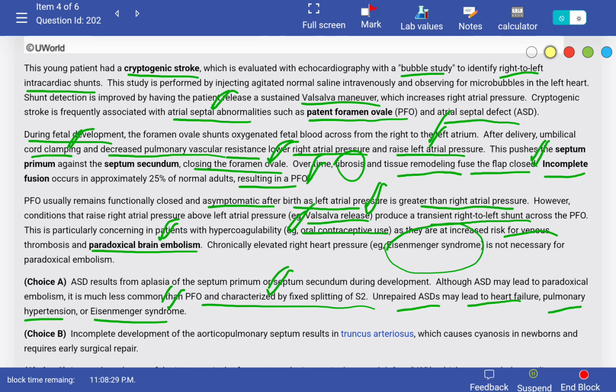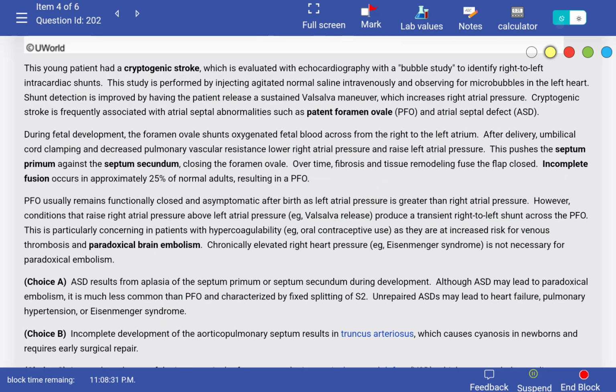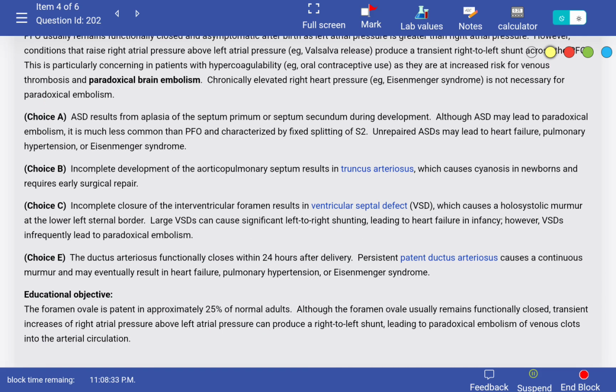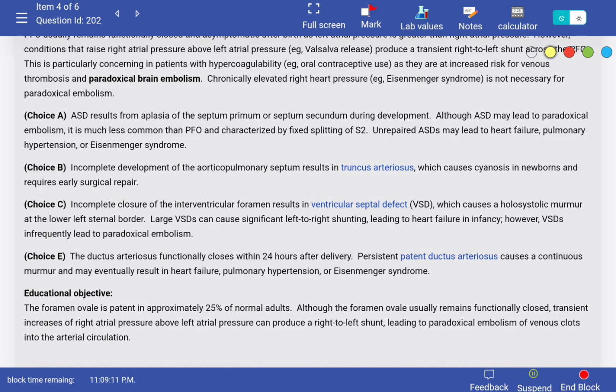Okay. Why not option B? Incomplete development of the aorticopulmonary septum results in truncus arteriosus, which causes cyanosis in newborns and requires early surgical repair, right? Why not option C?